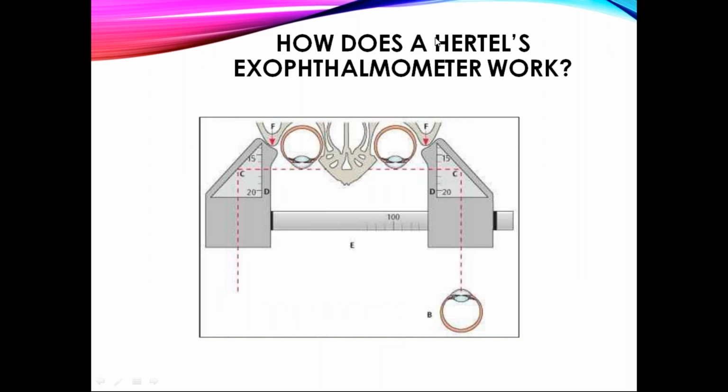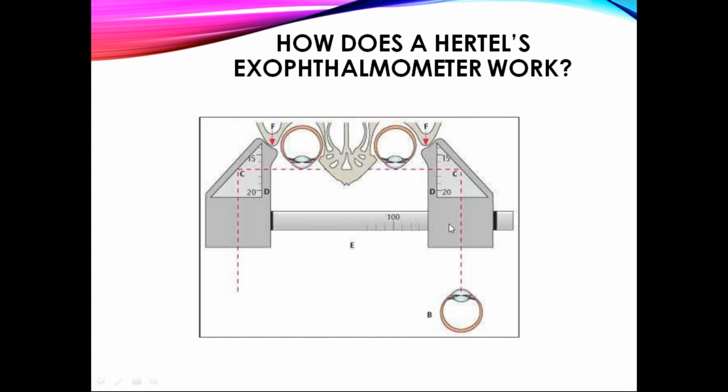This instrument is called Hertel's exophthalmometer. So now what is this Hertel's exophthalmometer? You can see this is the lateral orbital rim margin, and this is the instrument called Hertel's exophthalmometer. There are mirrors placed inside it; it has a prism with mirrors placed inside the prism. The reflection of the anterior point of the cornea will fall on the mirror here, and it will be matching with one particular reading here.